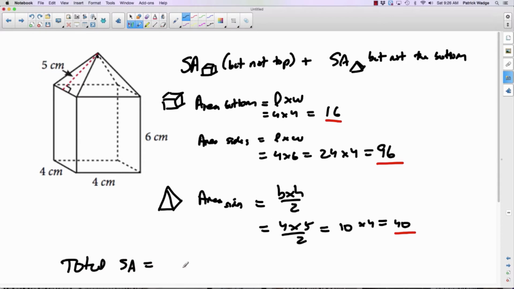So the total surface area is 16 plus 96 plus 40, and that equals 152, and we're talking about centimeters. It's surface area, so it's still squared. Done. Not that bad, right? Yeah, that was the easy one.